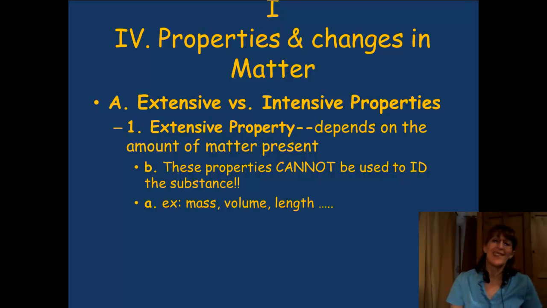So first of all, extensive properties. Extensive properties only depend on the amount of matter that's there. It doesn't tell you what it is. You can't use it to identify the stuff. It just is telling you amount. So mass, volume, length, that's what extensive properties are.